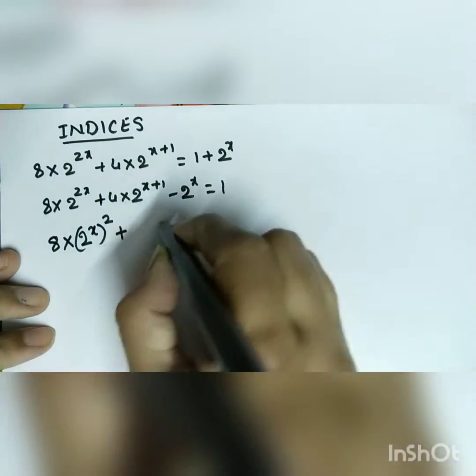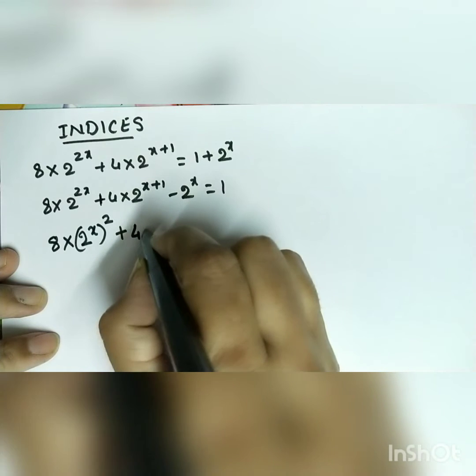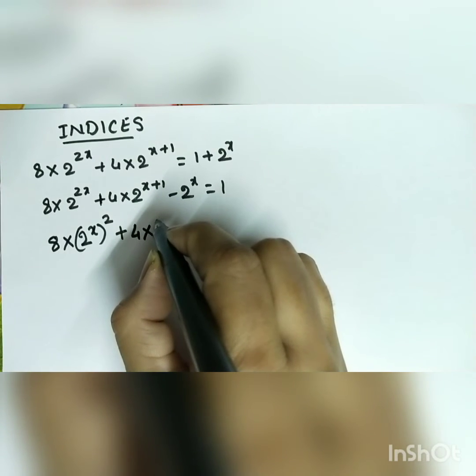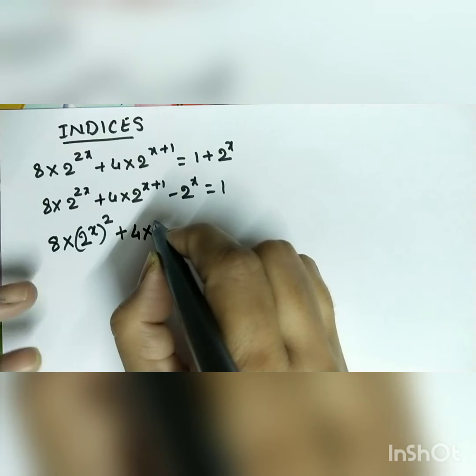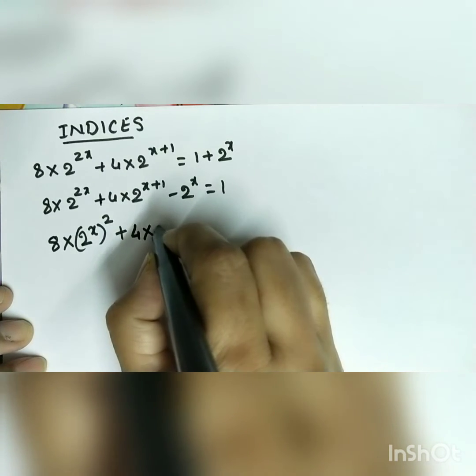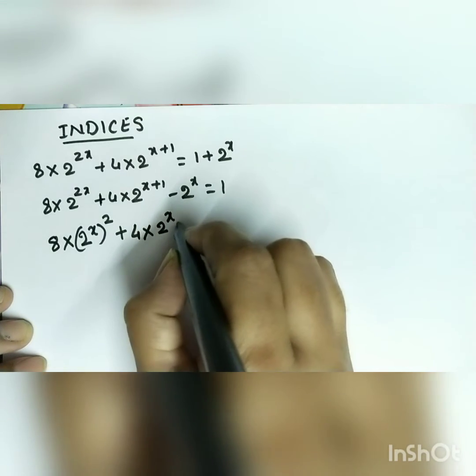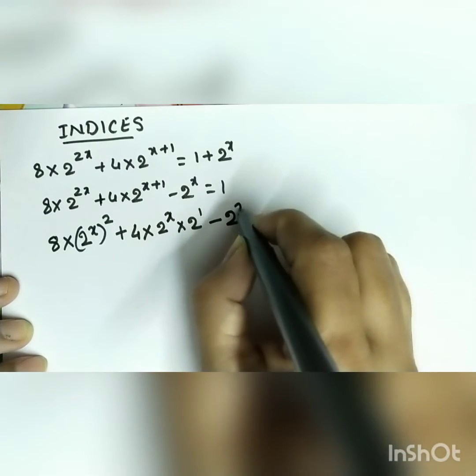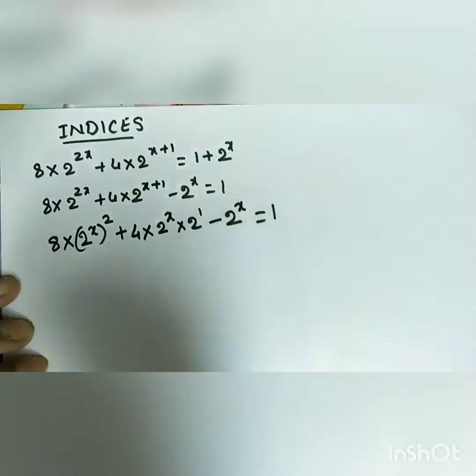In the next term I'm going to further simplify using the product law, which says that a raised to the power m into a raised to the power n is equal to a raised to the power m plus n. So that is the product law. The same thing I'm going to apply here. It becomes 2 raised to the power x into 2 raised to the power 1, and I'm keeping this 2 raised to the power x as it is, equal to 1.